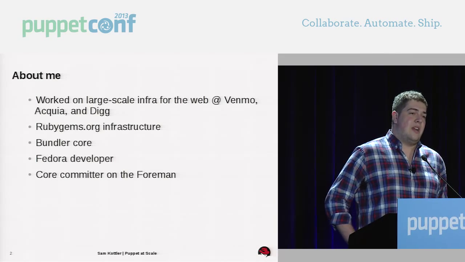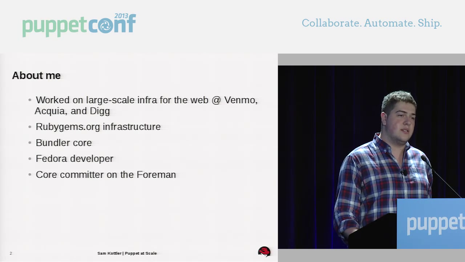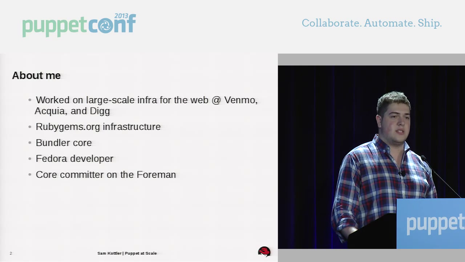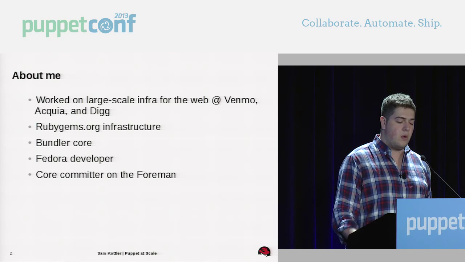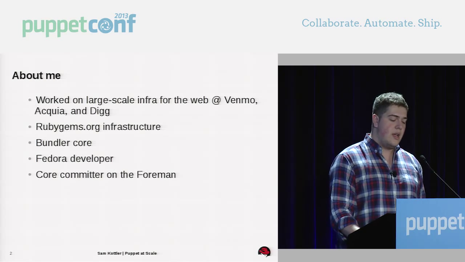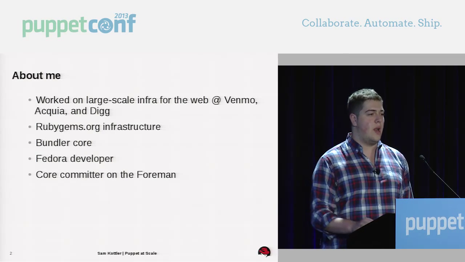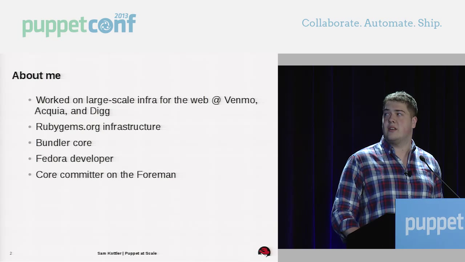So I'm an engineer at Red Hat. I work on Foreman, which is a provisioning and ENC and reporting tool that's pretty big in the Puppet world. I also work on some other stuff. I work on Fedora and RubyGems and Bundler. And before this, I worked at Venmo and Acquia and a website called Digg.